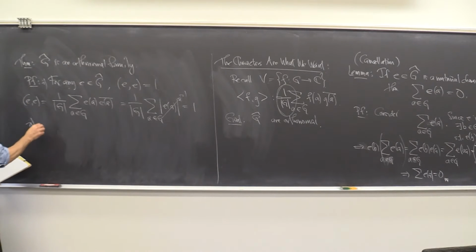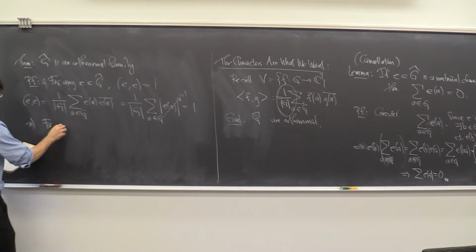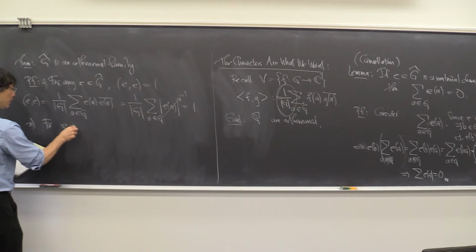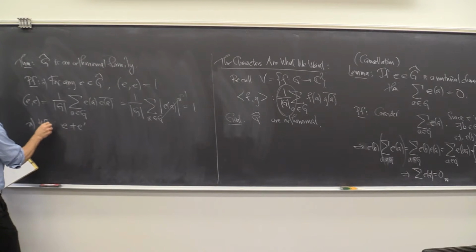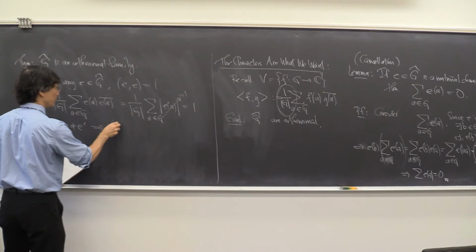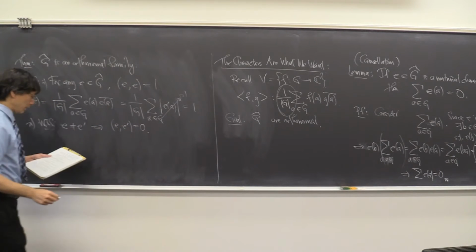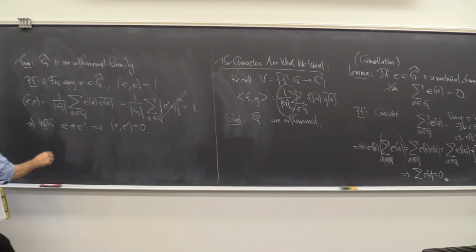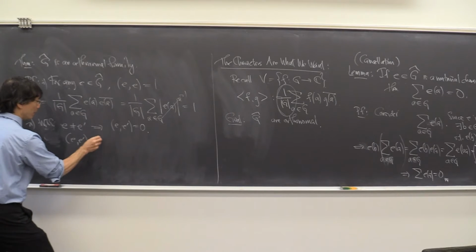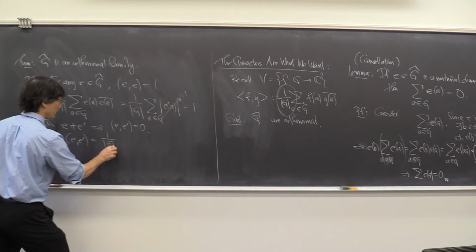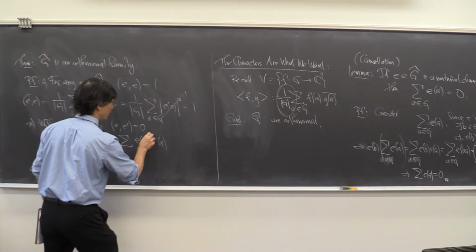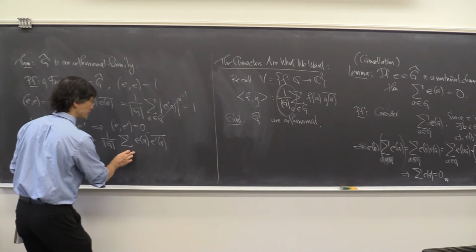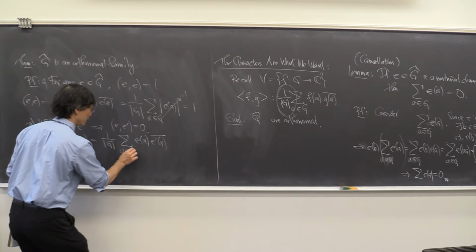Okay, so that's part 1. In part 2, we want to show that if you have two different characters, then the inner product is 0. Okay, so let's look at that inner product, E against E prime. Well, that's going to be 1 over the order of G, summation of E of A times E prime of A bar.